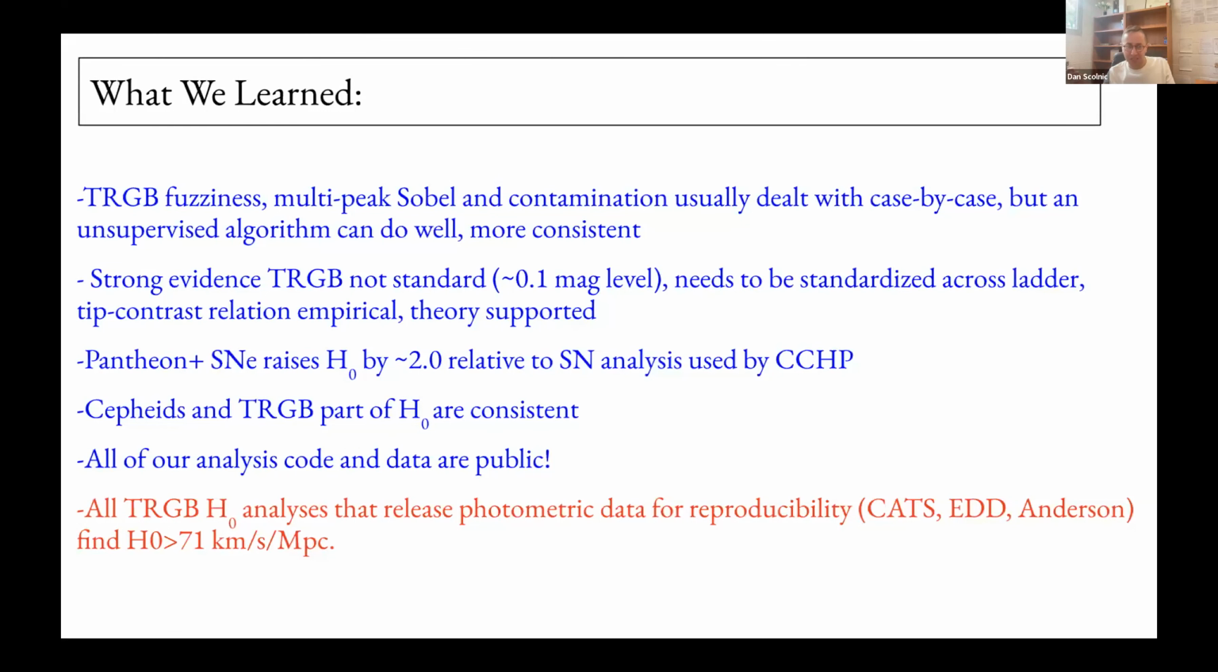A key part of this is actually not just the TRGB side, but the Pantheon+ side, which raises H0 by 2. So what we're seeing is the Cepheids and TRGB parts of H0 are consistent. We make all of our code public, and these things are now public. So that's EDD, now CAT, so the Anderson paper, all of the H0 values are getting higher than 71.